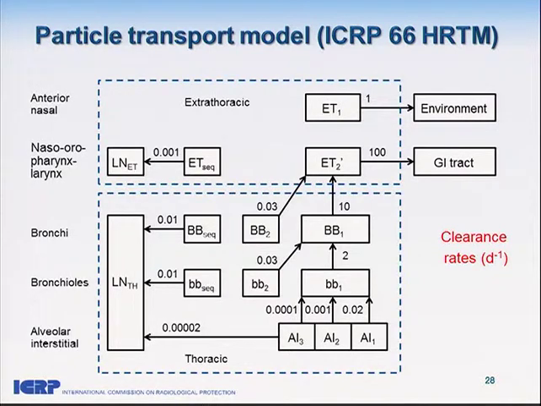You know, after deposition of the radionuclide in the lung, you have clearance, and the clearance is a kind of competitive process between absorption to the blood and transport of materials through the bronchial tree to be absorbed in the GI tract. So we had updates in the two parts. Here is the former particle transport model, which was described in ICRP 66. And here is the new one.